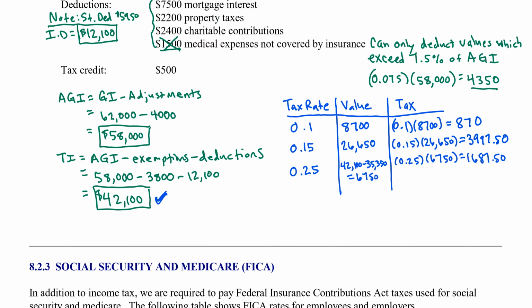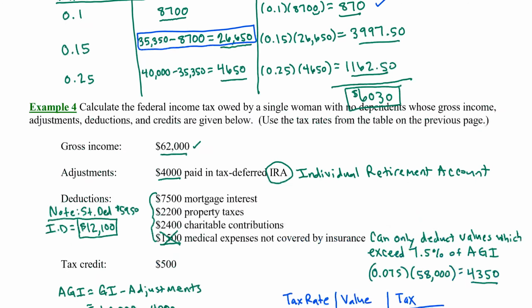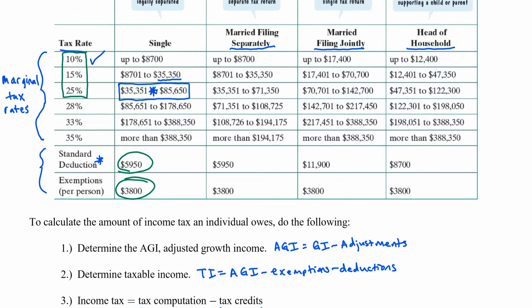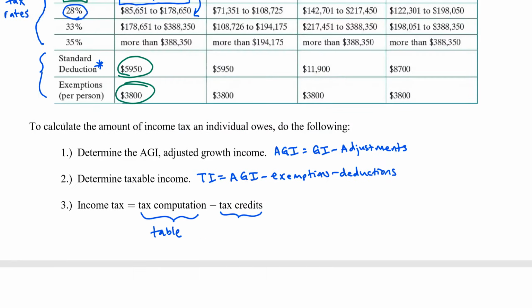So you've probably heard someone talk about moving into the next tax bracket. If your income increases enough to move you into the next tax bracket, then that very upper portion of your income has a much higher tax rate.